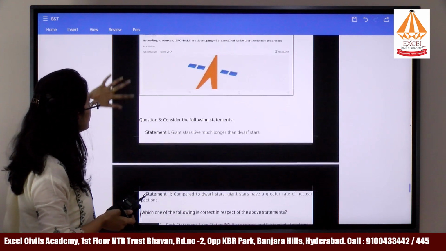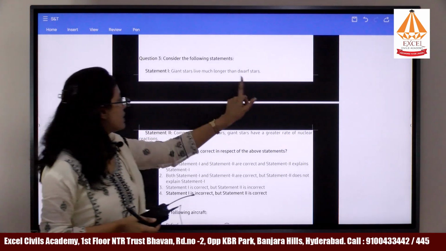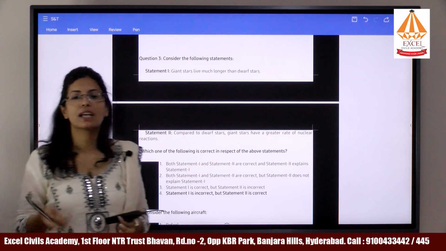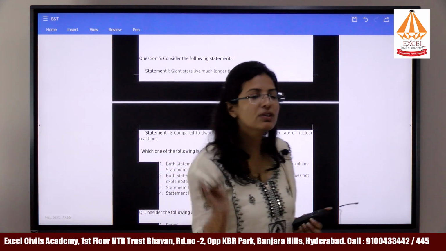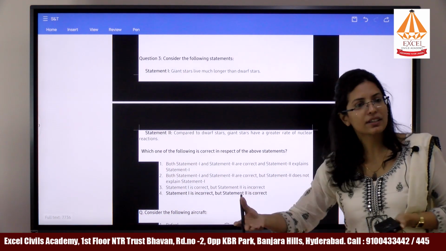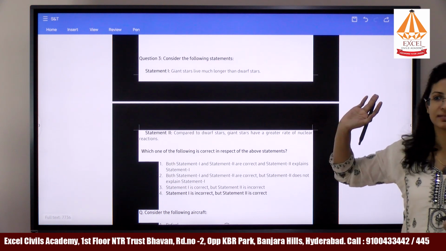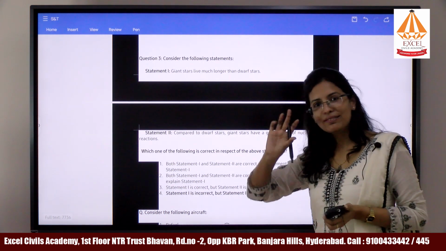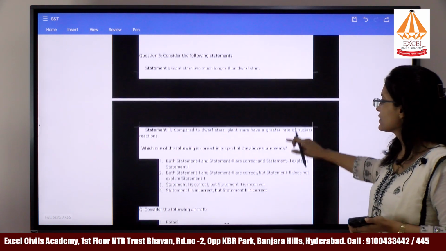And then this question on giant stars and dwarf stars is again your static knowledge. If you don't have the understanding of static knowledge, these 2 marks are gone. So you have to have basic static data understanding also.